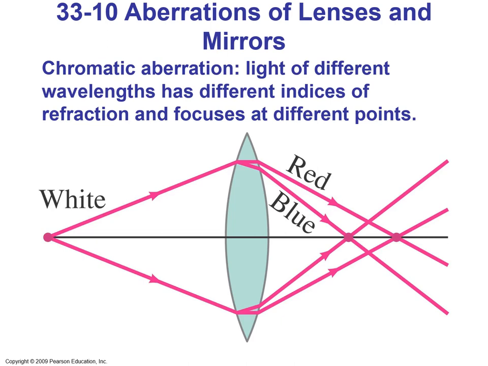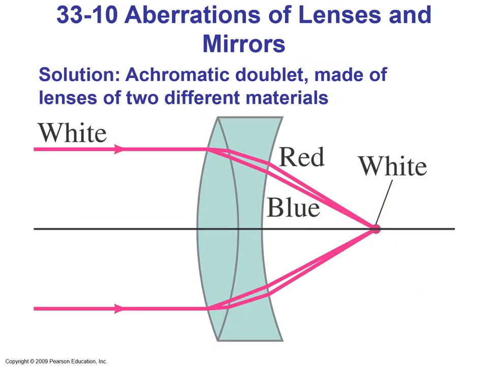Another aberration is chromatic aberration, where light of different wavelengths has different indices of refraction, and therefore it focuses at different points. If, for example, we have a source of white light, different components of different wavelengths will focus at different spots. It causes chromatic aberration. The solution is using an achromatic doublet, which is made of lenses of two different materials. Therefore, when the white light reaches the achromatic doublet, it almost focuses at the same spot and forms white light again.